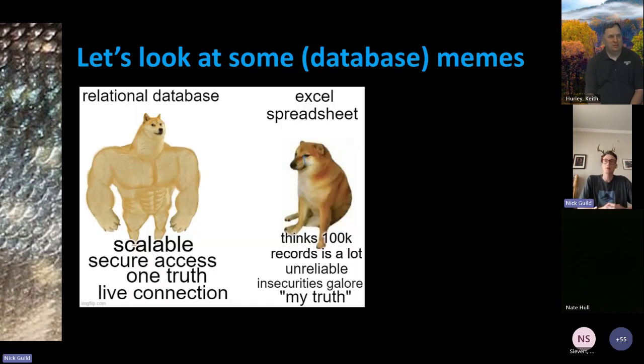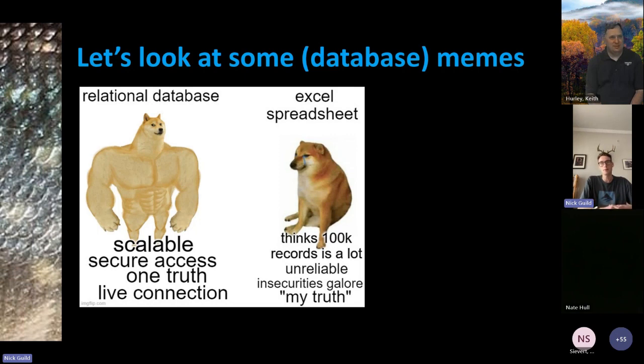Look at these two dogs. The dog on the left is a relational database. The dog on the right is an Excel spreadsheet. The dog on the left: scalable, secure access. There's one version of the truth, and there's a live connection. The poor dog on the right thinks 100,000 records is a lot.